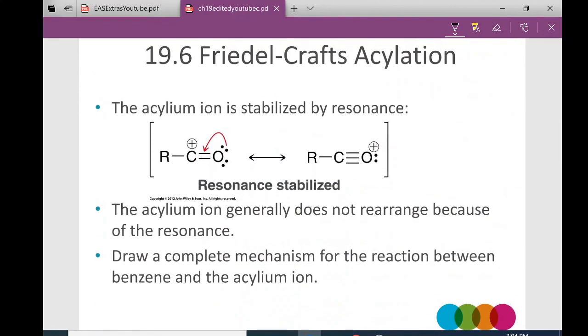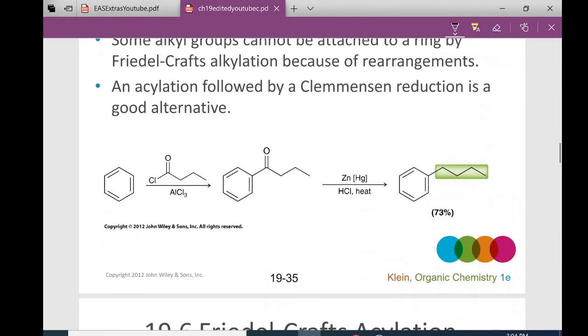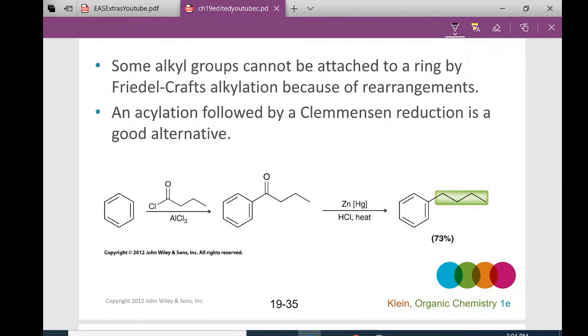So you see here the acylium ion is resonance stabilized and not subject to rearrangement. So if we use our Lewis acid catalyst and an acyl chloride, we can add the acyl group onto the ring, and then if we really wanted the alkyl group, we simply reduce with zinc and HCl to get our product. So that reaction is called a Clemmensen reduction.